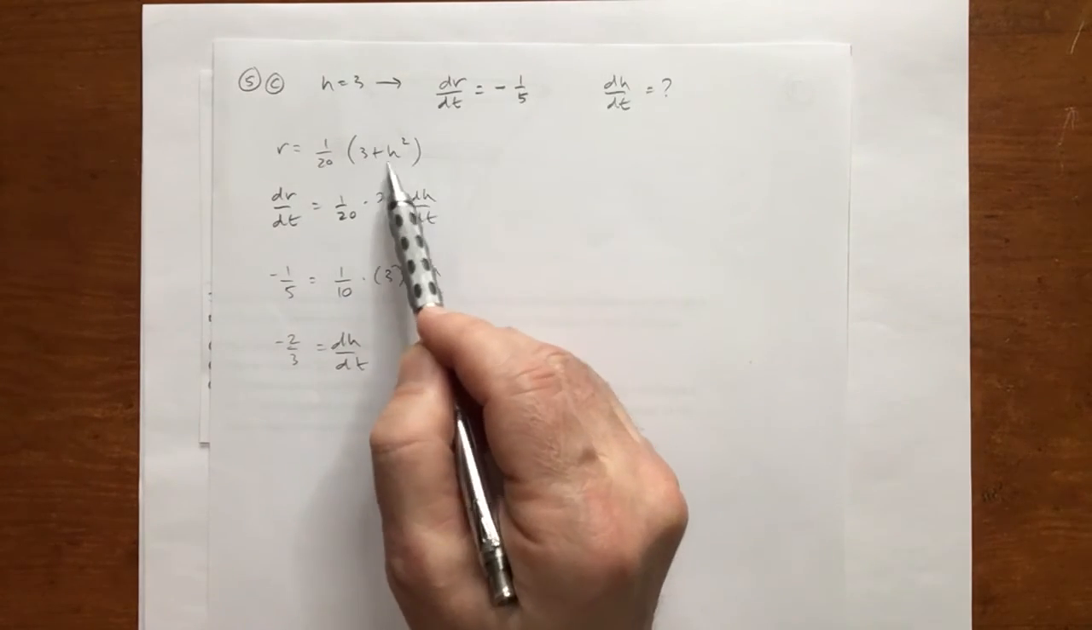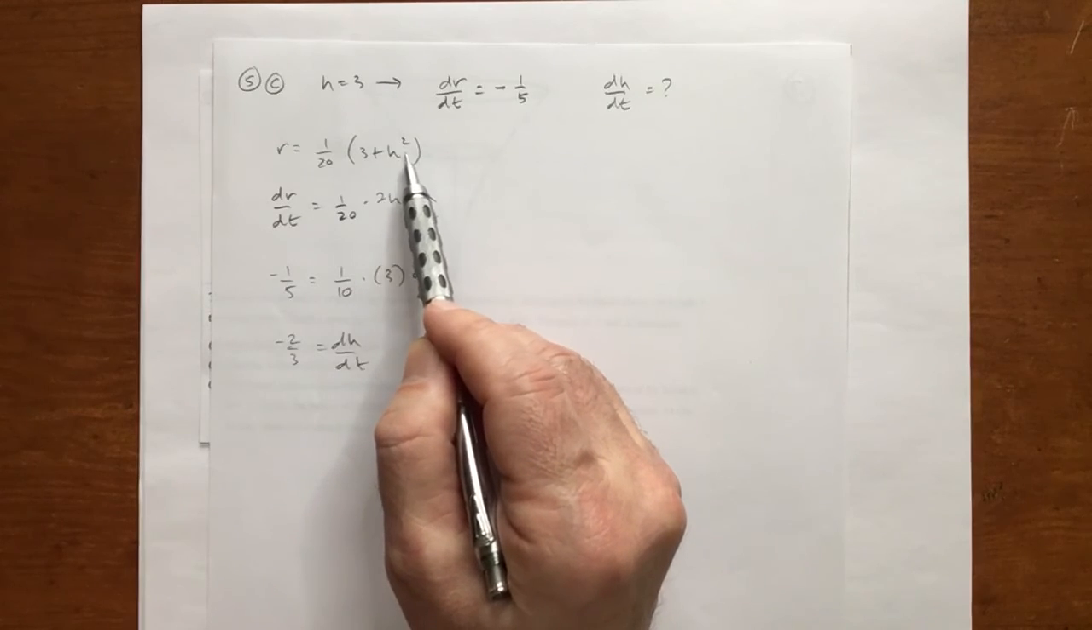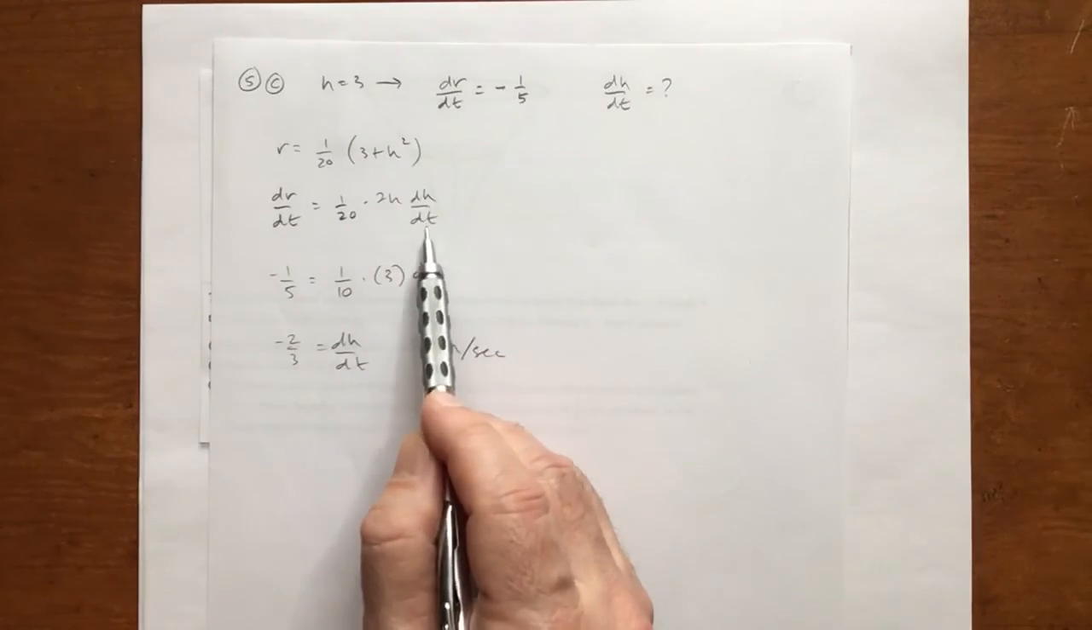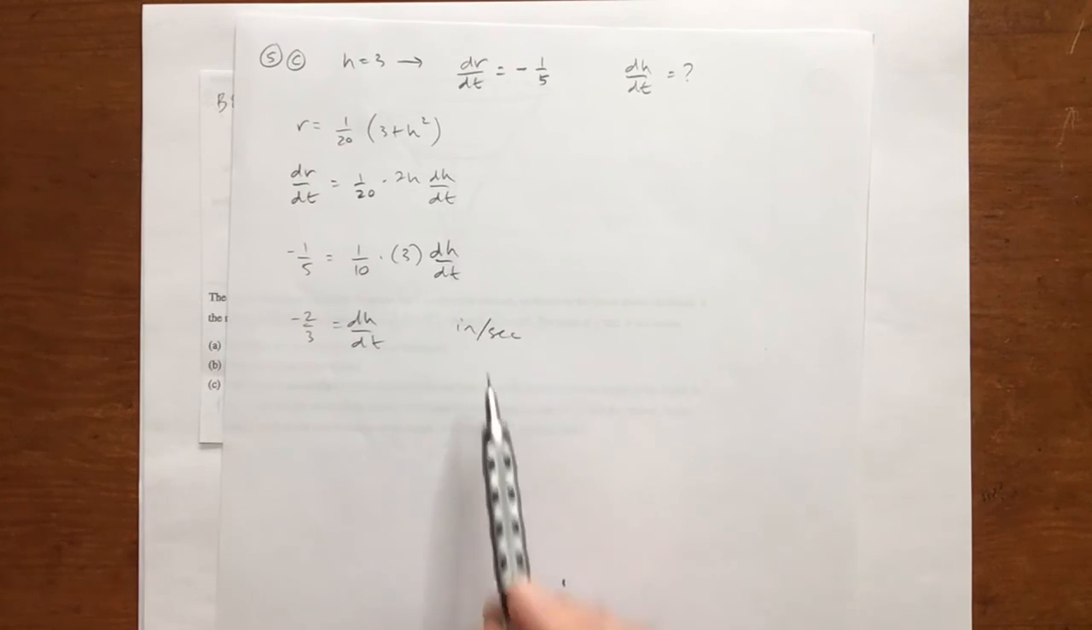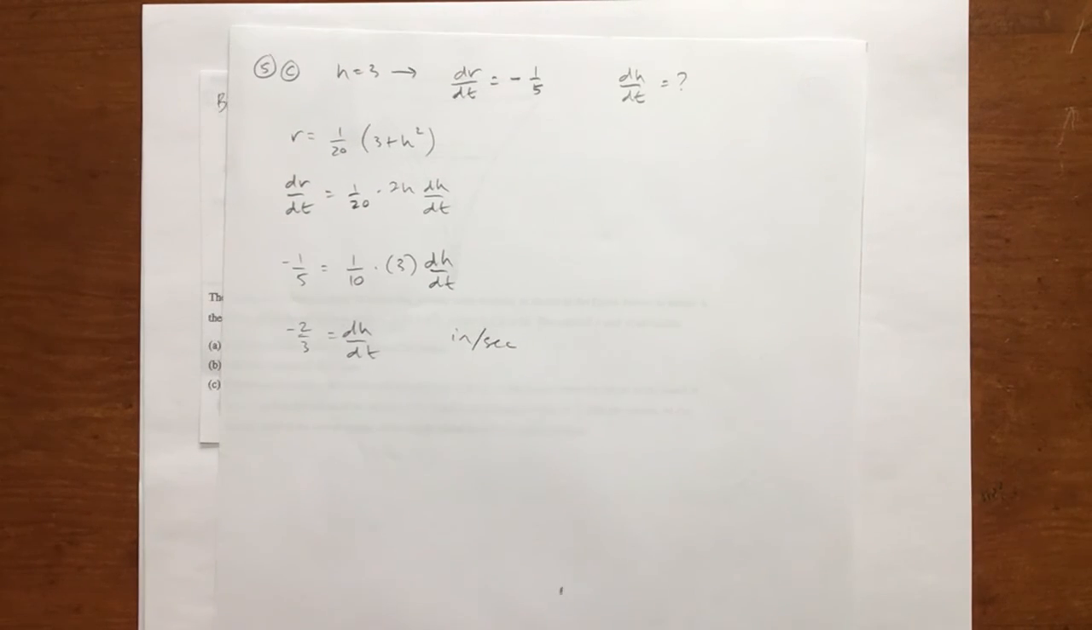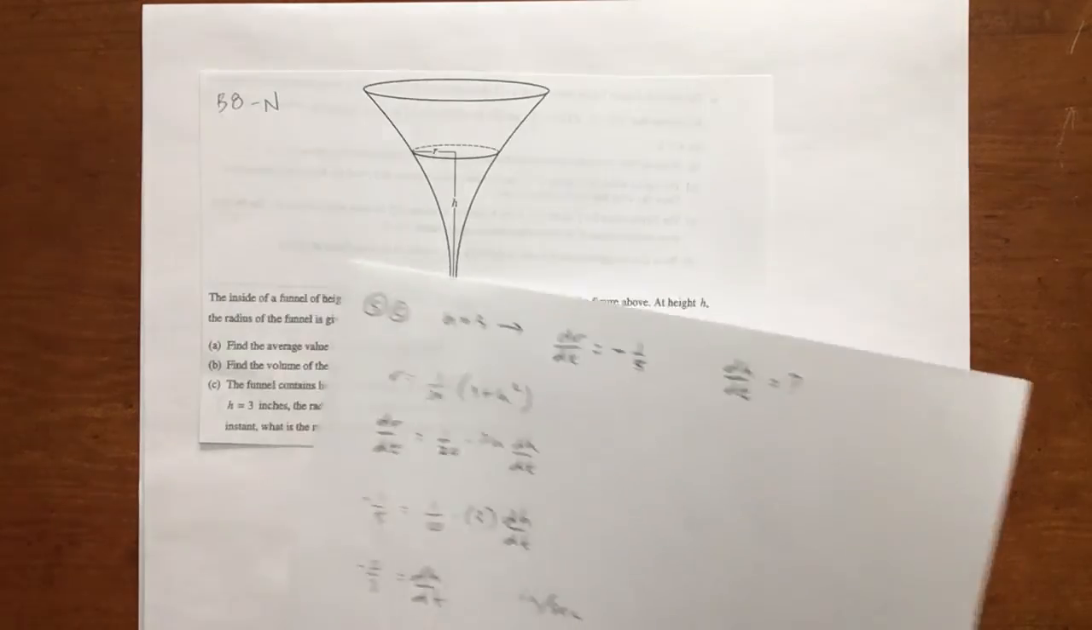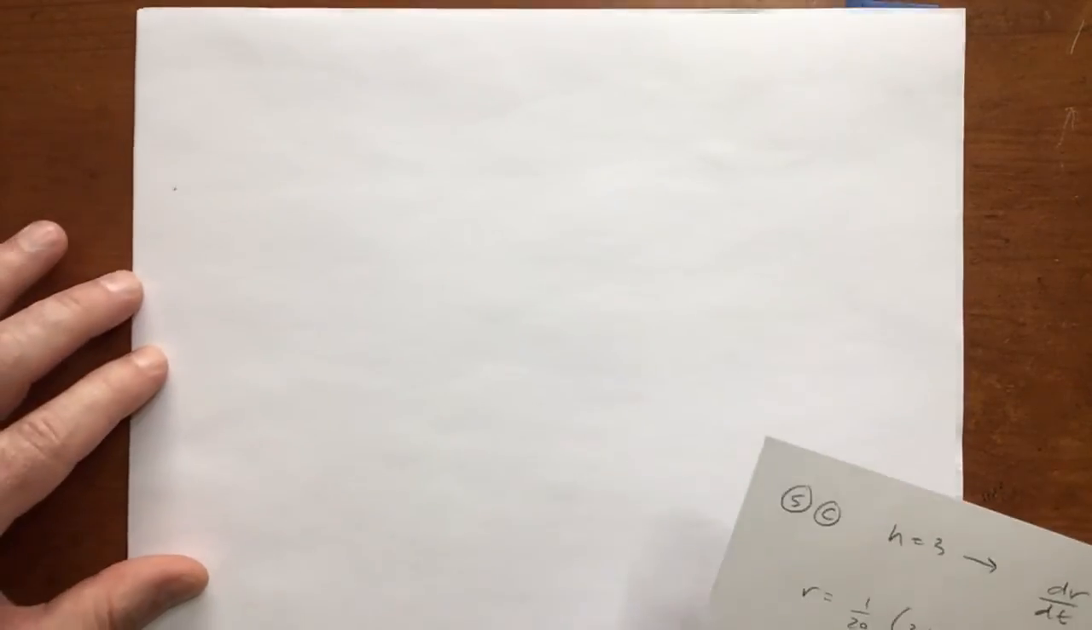Don't forget, there's a chain rule here. Okay, it would be 2h times dh dt since we're differentiating with respect to t. And then just substitute values in and solve for dh dt. And as always, don't forget units. And don't forget that you probably want to answer questions like that with a sentence, if you have time.